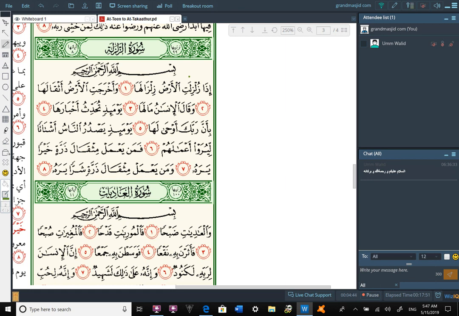Zulzilati. Zulzila, as we said, from zaylam means to shake and to quake, to shiver, to rock, to tremble. Zulzila here is majhul, not zalzala, but zulzila. Zalzala would be ma'ruf, meaning it would be an active verb. Majhul here meaning a passive verb, right?